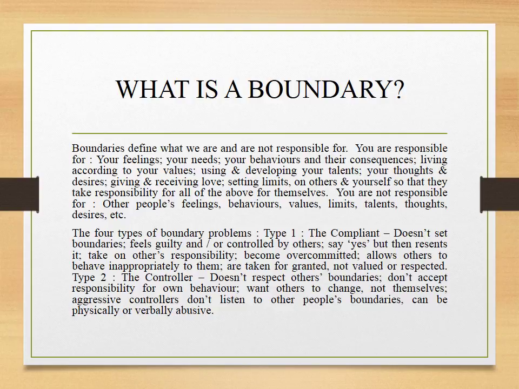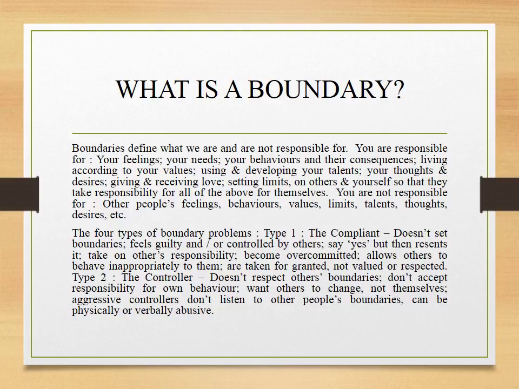The 4 types of boundary problems. Type 1. The compliant doesn't set boundaries, feels guilty and or controlled by others. Say yes, but then resents it. Take on others' responsibility. Become overcommitted. Allows others to behave inappropriately to them. Are taken for granted. Not valued or respected.